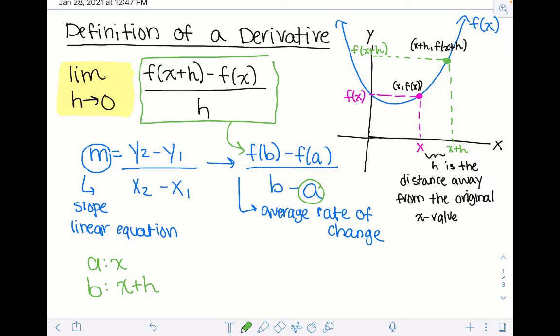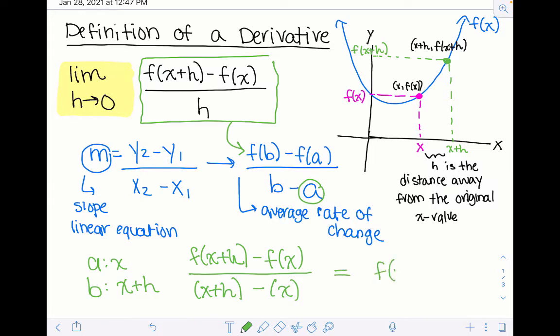And then if you plug it into that slope average rate of change formula, that becomes f of x plus h minus f of x all over the first x value, which is x plus h, minus the second x value, which is x. And then what happens here is that the x minus x cancels, which leaves that difference quotient. So essentially that average rate of change and difference quotient formulas you can use interchangeably. Okay, so that's the slope part of this.